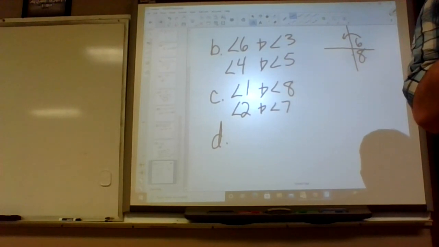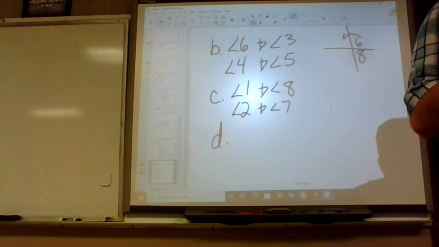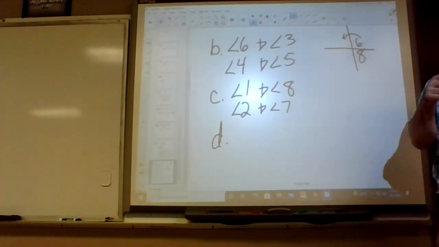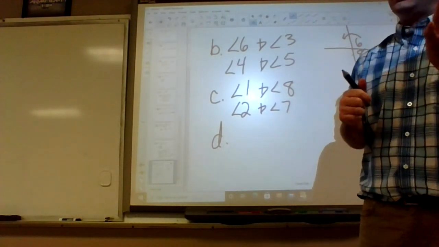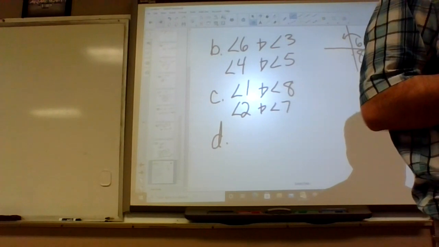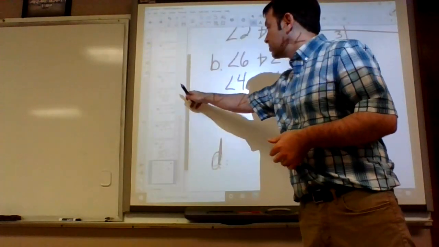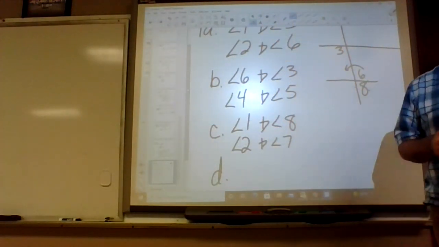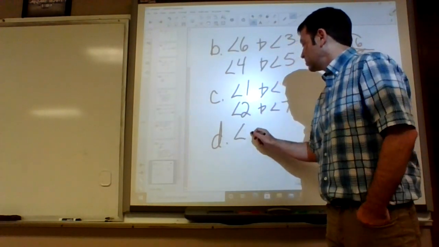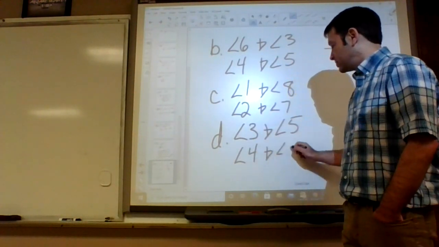One more, consecutive interior. Gracie, do you remember what that meant? It means it's gotta be inside the lines, and it's not alternate, so it's not on the opposite side of the line. It's basically on the same side. So, same side interior. You gotta look at your book for the picture. 3 and 5, 4 and 6.